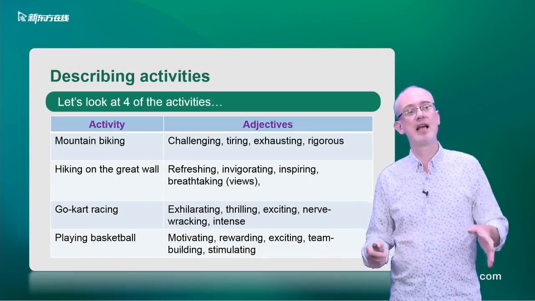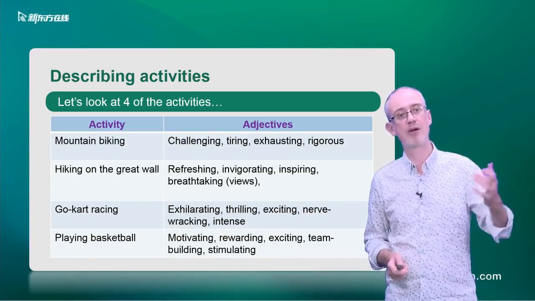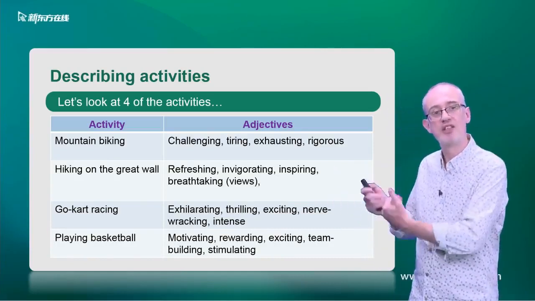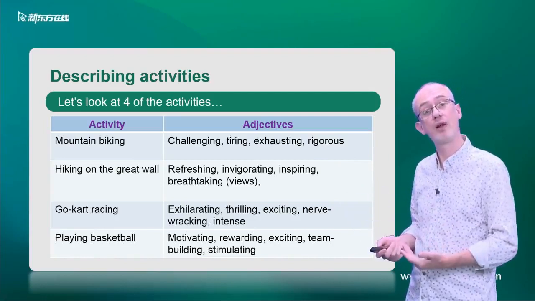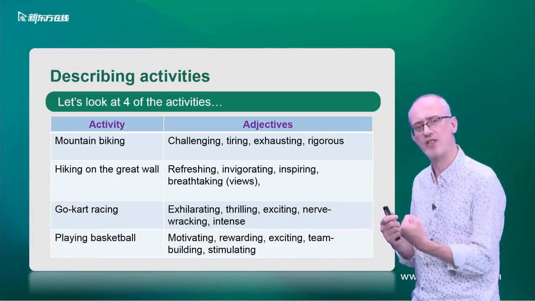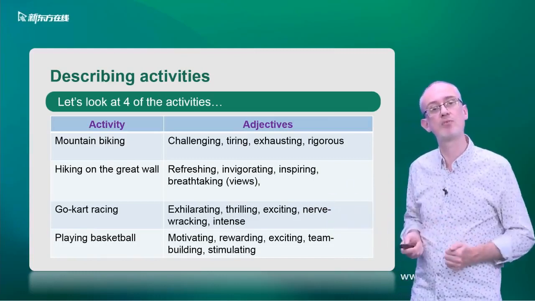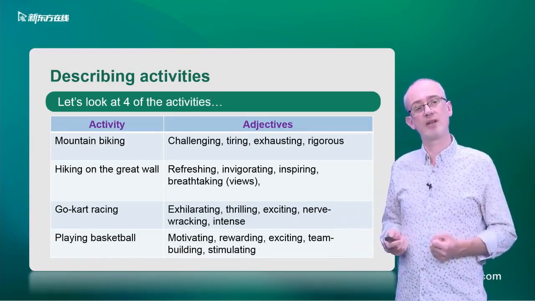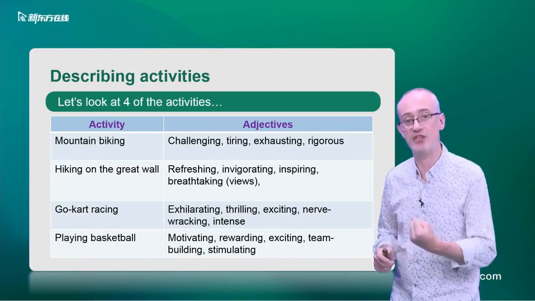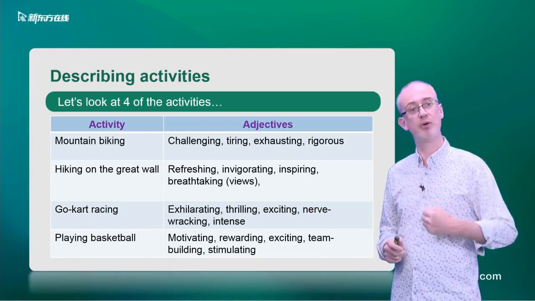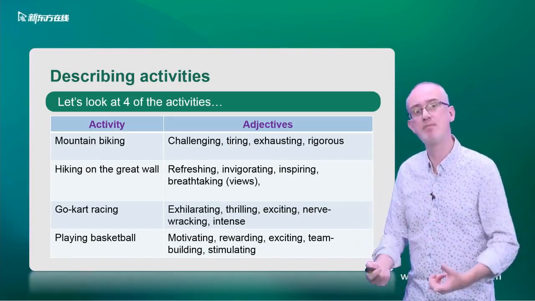Describing activities. Let's look at 4 activities and how I might choose to describe them with adjectives. Mountain biking: challenging, tiring, exhausting, rigorous. Hiking on the Great Wall: refreshing, invigorating, inspiring, breathtaking. The views can be described as breathtaking. Go-kart racing: exhilarating, thrilling, exciting, nerve-wracking, intense. Playing basketball: motivating, rewarding, exciting, team-building, stimulating.